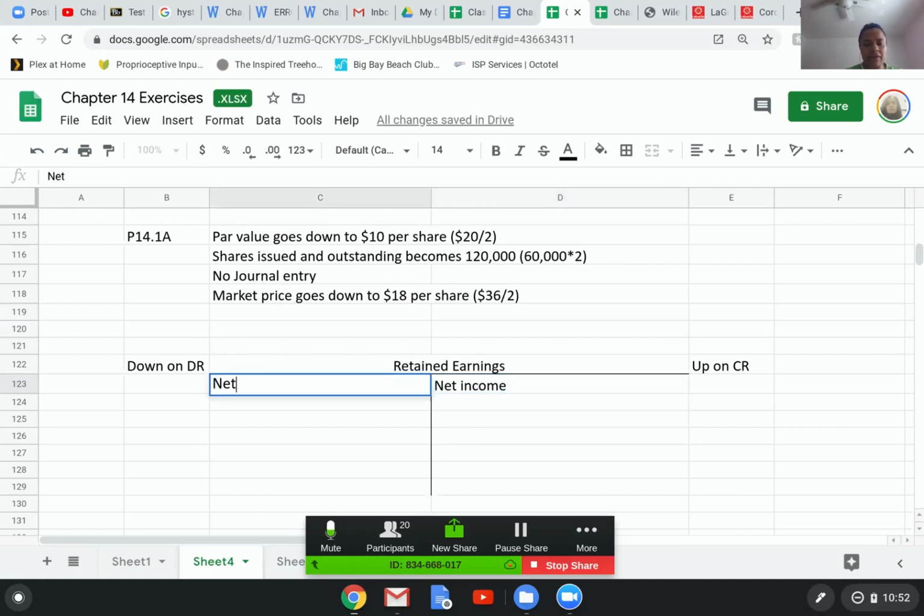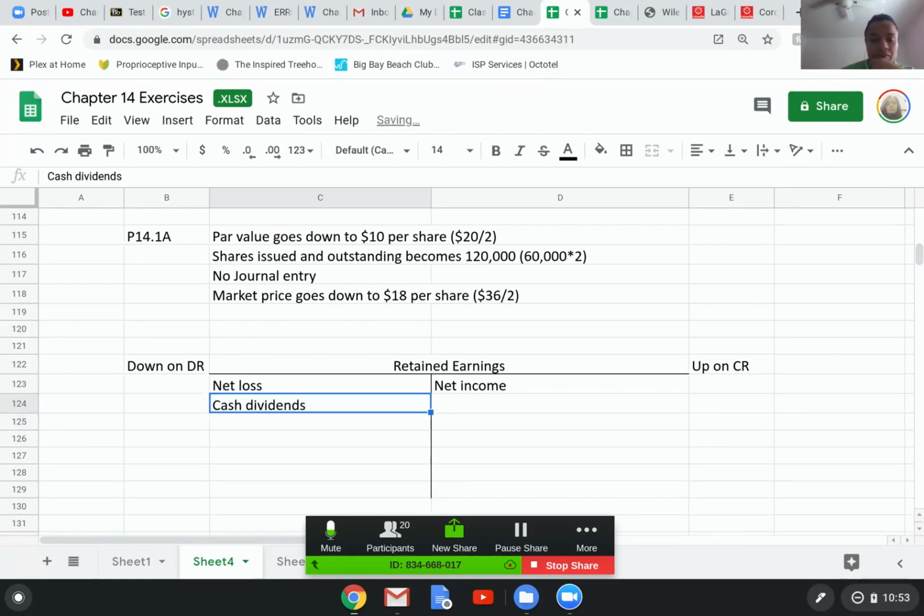And so if net income increases retained earnings, it must mean that net loss would be a decrease. So if we had a loss for the year, we would be debiting retained earnings instead of crediting retained earnings. Then the other thing that decreases retained earnings is cash dividends. Remember, I told you that we use this account called cash dividends to record a cash dividend, but ultimately that account closes off to retained earnings and decreases retained earnings.